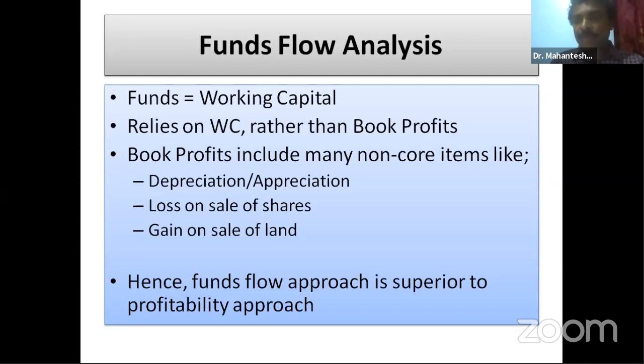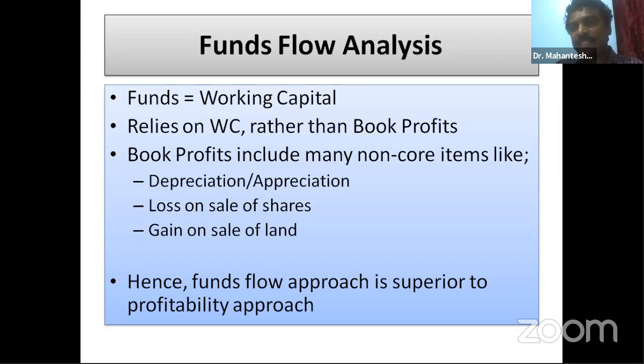Although they are taken from the book profits, although they are taken from the diluted profits, they are mandatory things for us. Along with that, we have to seek the true performance analysis through the funds flow analysis. In this direction, funds flow analysis is not a substitute for ratio analysis or preparing a P&L and balance sheet, but funds flow analysis is a complementary thing to ratio analysis and preparation of P&L and the balance sheet. It is an additional thing that we do.